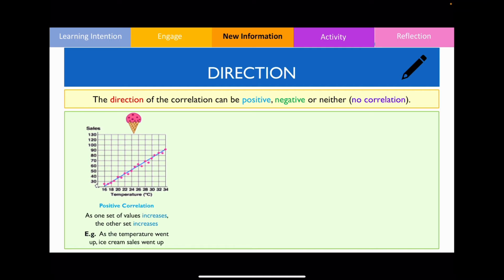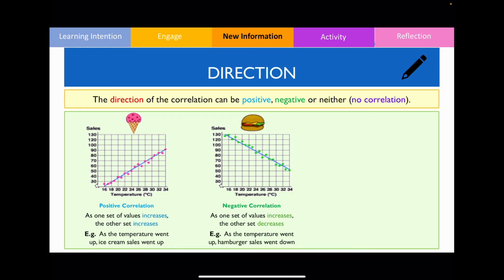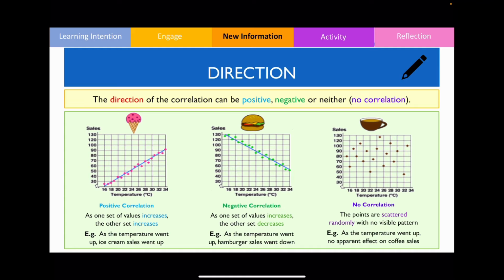In contrast, a negative correlation is characterized where one set of values increases, but this actually decreases the other variable. So a real life example would be as you increase the temperature, the number of hamburger sales goes down. An example of having no correlation would be whereby the temperature increases, but this doesn't actually change the number of coffee sales generated. When you've got a scatter plot with no correlation, you'll find that the data points are randomly scattered from one another and there is no visible pattern at all.